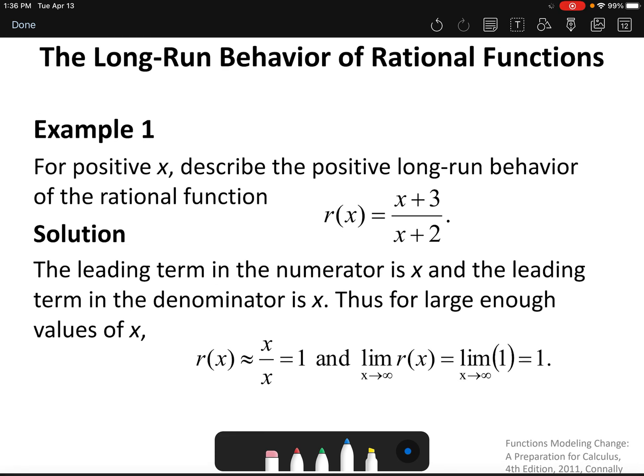So on this first one, if we had x plus 3 over x plus 2, that is a rational function because it's a polynomial over a polynomial. Well, if I'm looking for the long-run behavior, we know that it would be first term over first term. Well, x over x is 1. So therefore, the limit as x approaches infinity is 1. Now, why is it infinity? Because it asks for the positive. As x approaches infinity, it would be approaching 1.